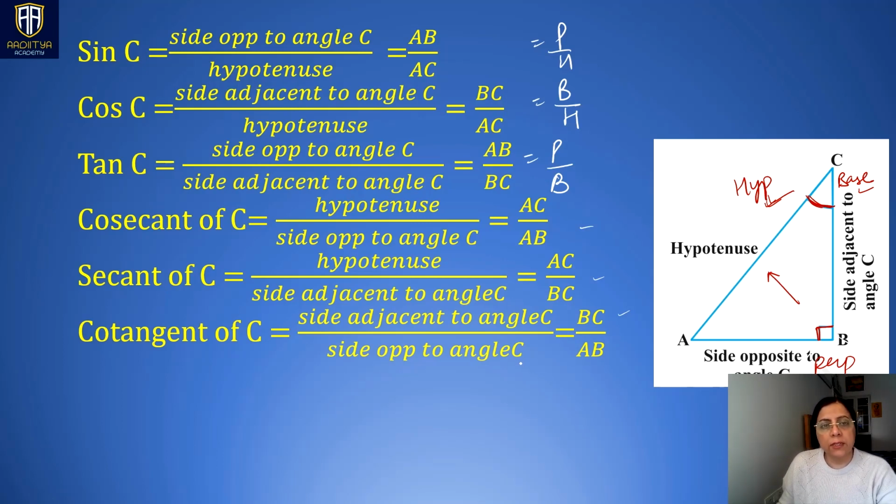First of all, we have to select the angle. According to the angle, we name these sides as base or perpendicular. Hypotenuse is always fixed. And then we take these 6 ratios in this order. So I hope this is clear now.